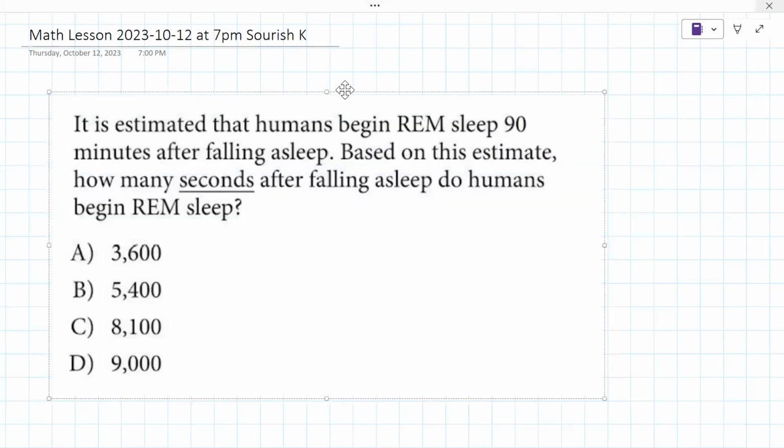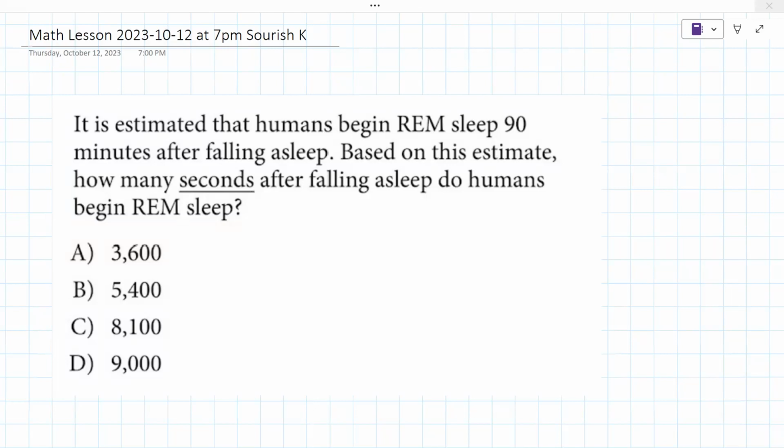It is estimated that humans begin REM sleep 90 minutes after falling asleep. Based on this estimate, how many seconds after falling asleep do humans begin REM sleep? What do you think here? How do you calculate this?